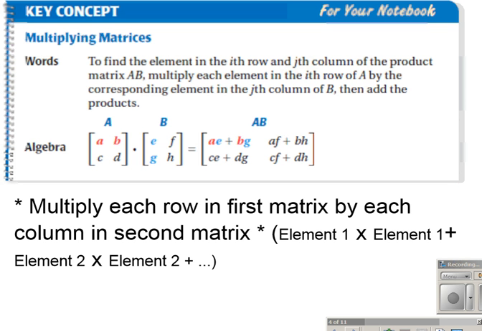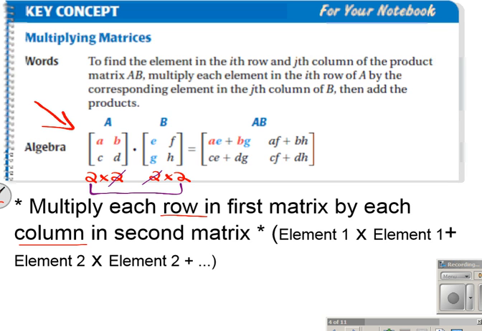So, if we are looking at row 1, column 1, that means that we are going to multiply that row from the first matrix by that column from the second matrix. Okay, so you can see here in this example, we have a 2 by 2 and a 2 by 2. Inner dimensions match. The resulting matrix will be a 2 by 2.